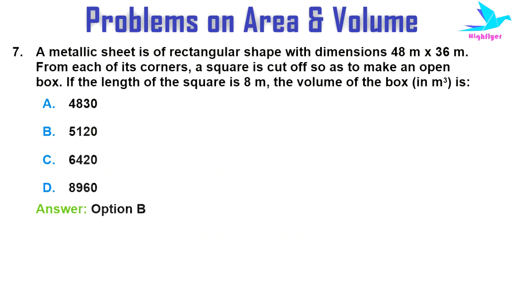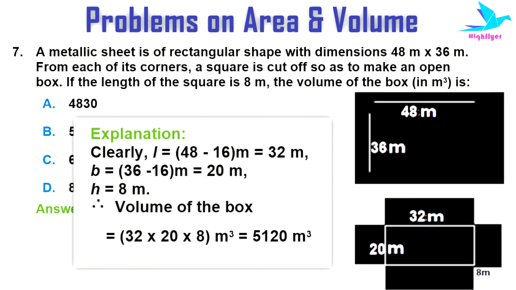Let's see the explanation. Clearly, length equals 48 minus 16 meters, that is equal to 32 meters. Because from the total length of 48 meters, 8 meter and 8 meter are cut off from each side. Similarly, breadth equals 36 minus 16 meters, that is equal to 20 meters. Because here also from both sides 8 meter each square sheets are cut off.